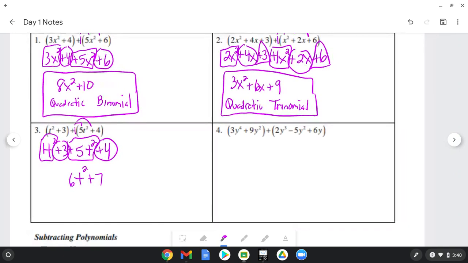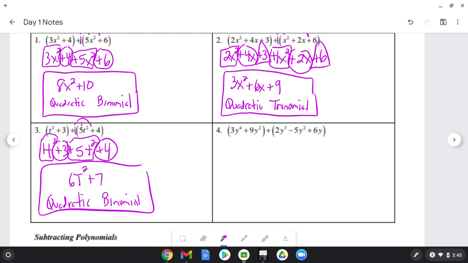I don't like that t. It looks like a plus sign to me. So I'm going to make it a capital T so that it's obvious. So now if we were to name that, same thing as the first one. I see a 2 up there for my biggest degree. So it's quadratic, and I see 2 terms. So we call that a binomial. So that'd be how I name it if they asked you to name it. All right, the next one is a binomial plus a trinomial.